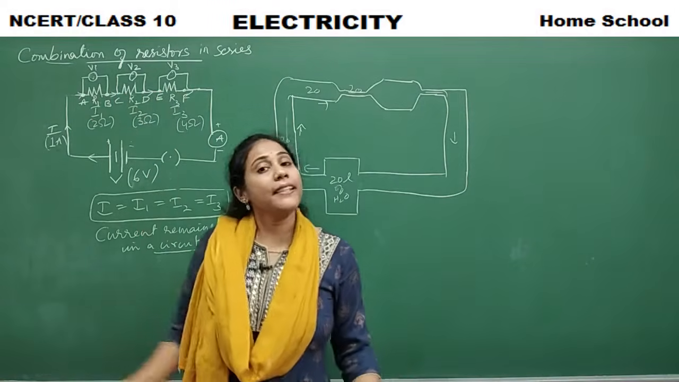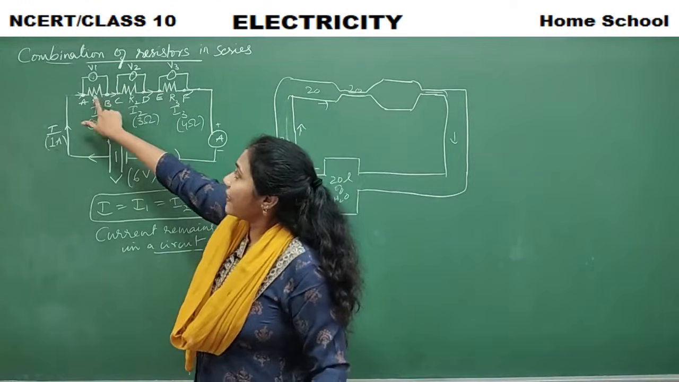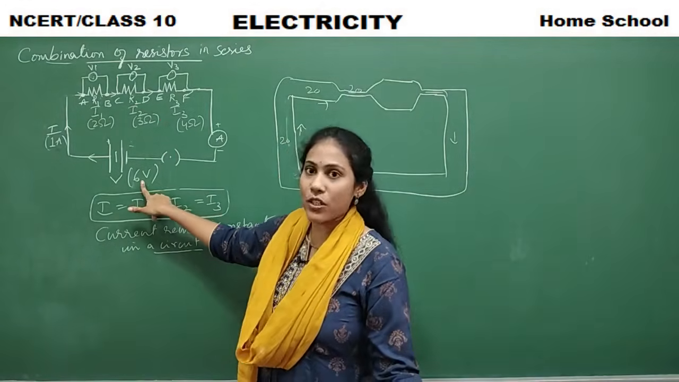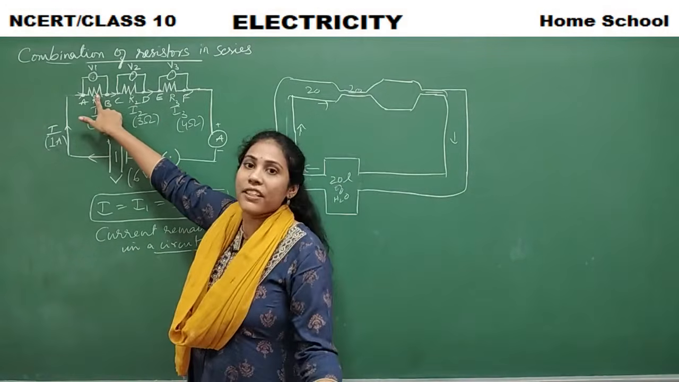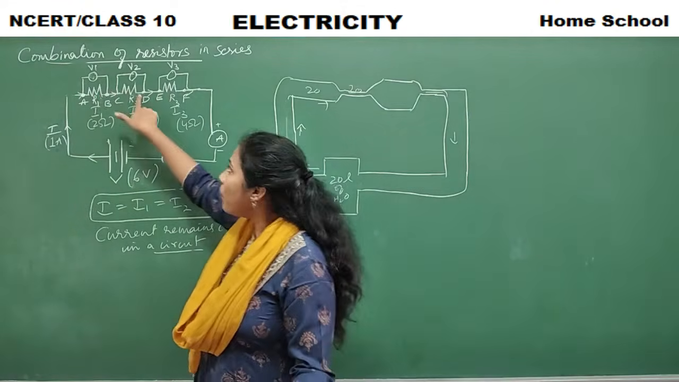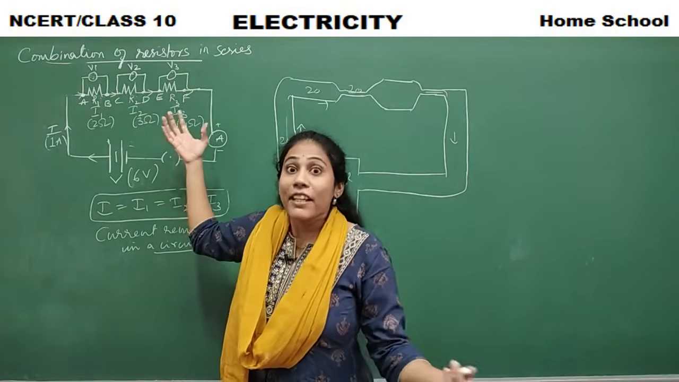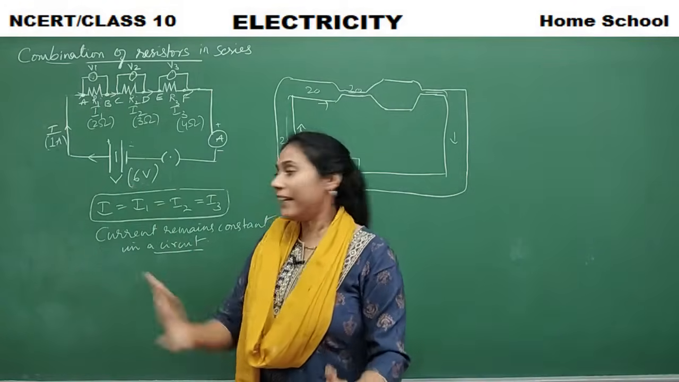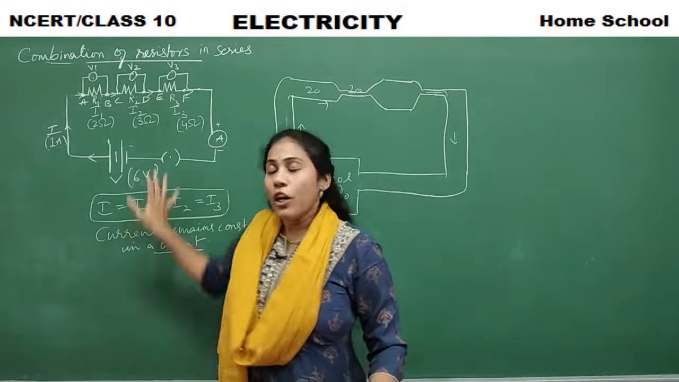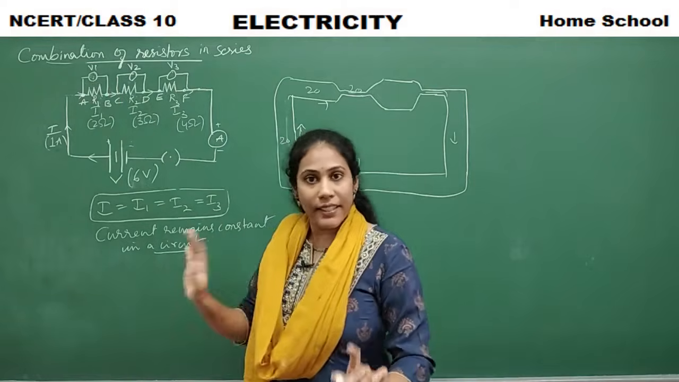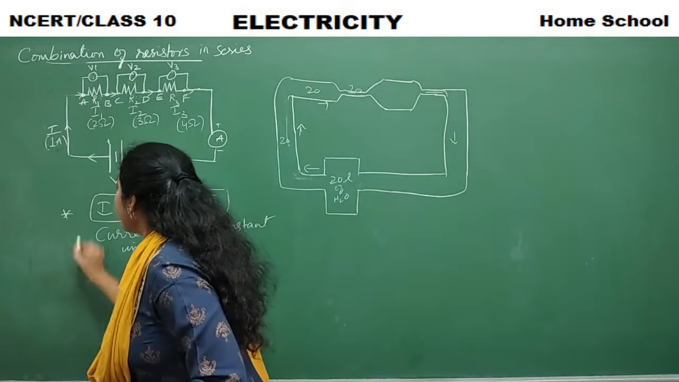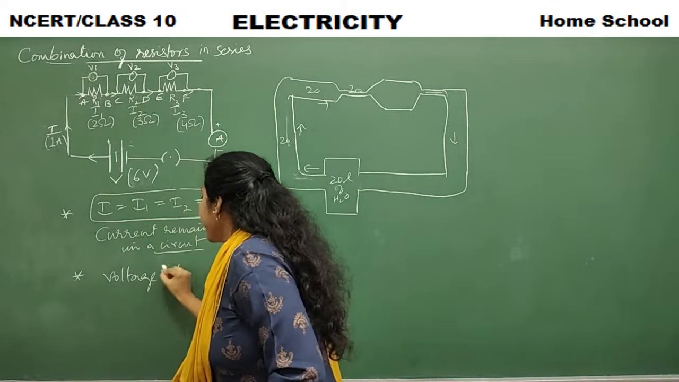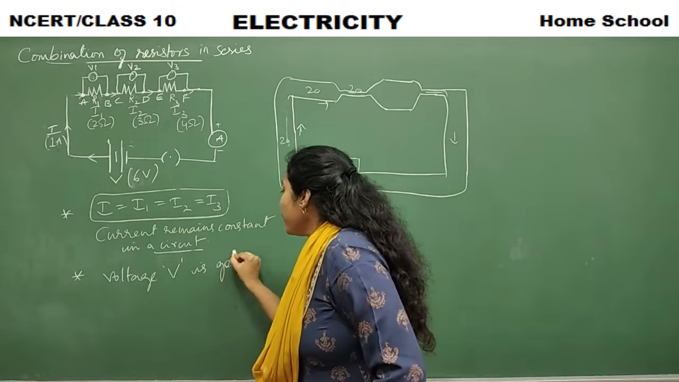But how is it getting distributed? Is the voltage getting distributed equally or differently? I mean, total voltage is 6 volts. So how many volts will you observe here? 2, 2, 2 or 2, 1, 3 or something like that? Right? So this is the biggest question in front of us. One thing is very clear: voltage is not remaining constant. Voltage is getting distributed in the resistors. So let us first write that point. Voltage, or potential difference V, is getting distributed.